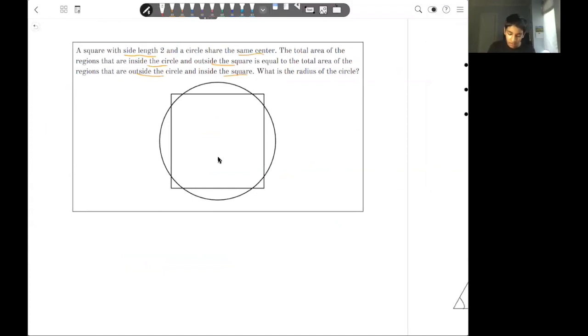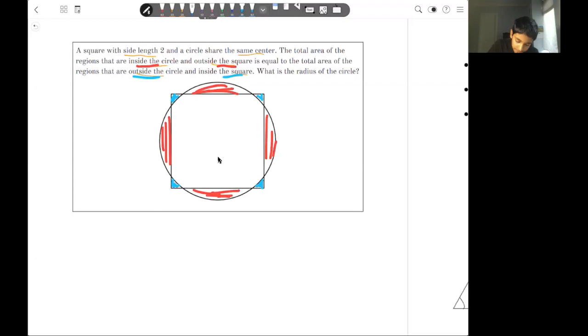So the total area of the regions inside the circle but outside the square. So inside the circle but outside the square, that's going to be this region here. And same thing, outside the circle but inside the square, so this region. So the blue and red regions are equal. Even though they may not look equal, don't judge a diagram, it's not always to scale. These blue and red regions are equal. We have to find the radius of the circle.